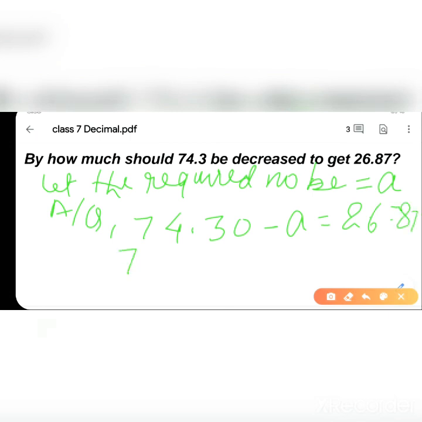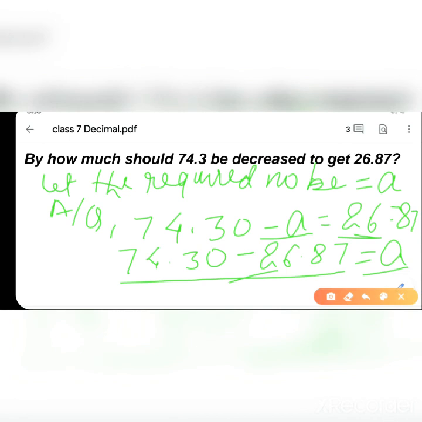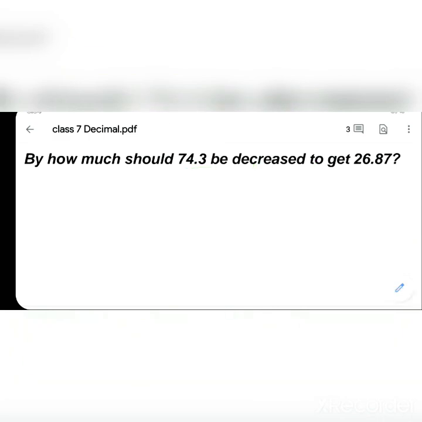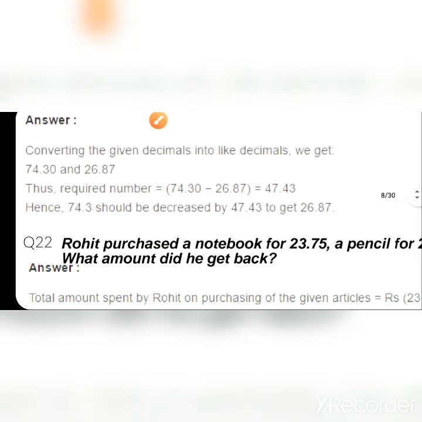Now 74.30 is not going to change its side. 26.87 is going to change its side, and a is also going to change its side. So 26.87, which is positive here, has become negative this side, and a, which was negative here, has become positive this side. So now you can subtract it. Subtract 26.87 from 74.30, and then you will have the value of a, the value by which 74.30 should be decreased to get 26.87. This is very simple. You can use it. Try doing it.